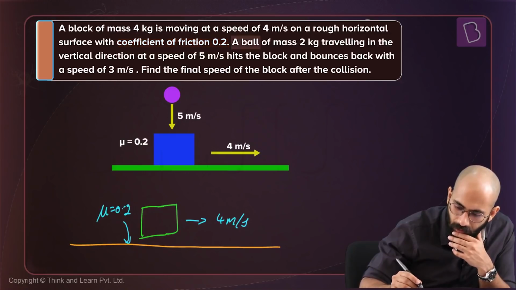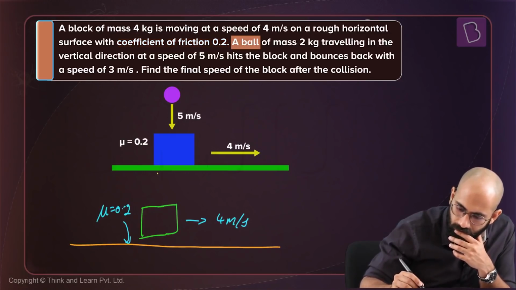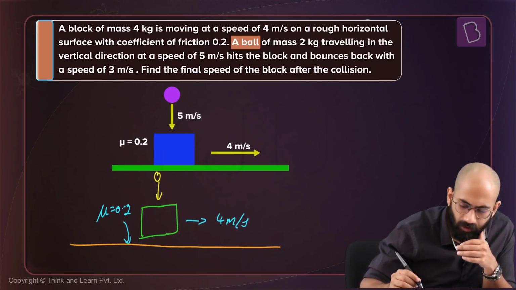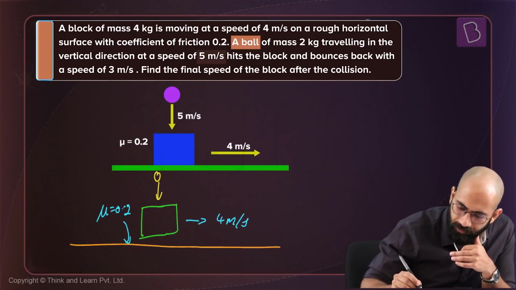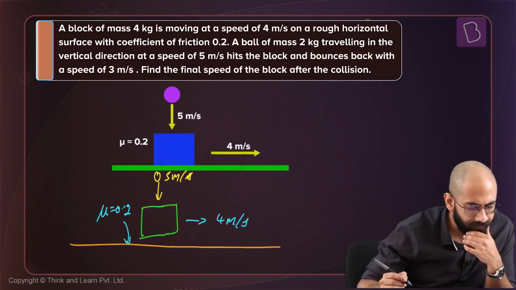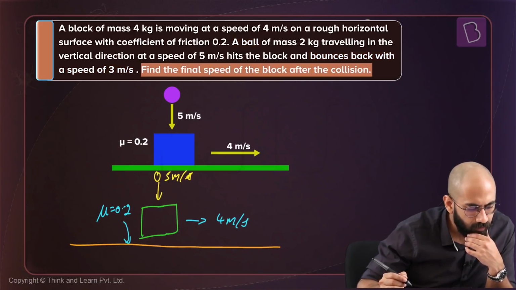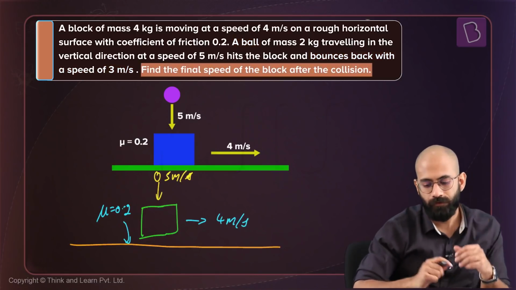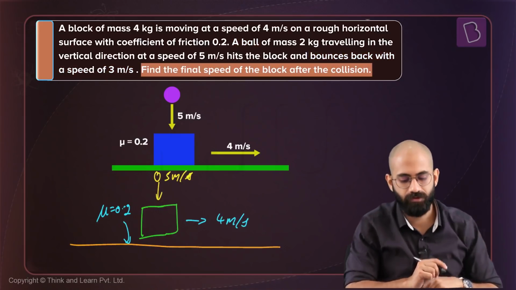And we have another ball. Yes, it's falling down and hitting this block with a speed of 5 meters per second. Then it bounces back with a speed of 3 meters per second. Find the final speed of the block after collision. So we have to find out the speed of the block after this collision occurs.